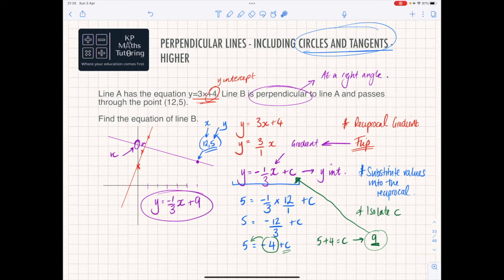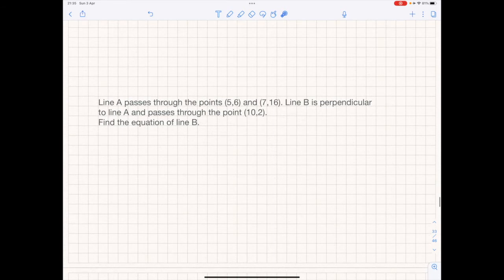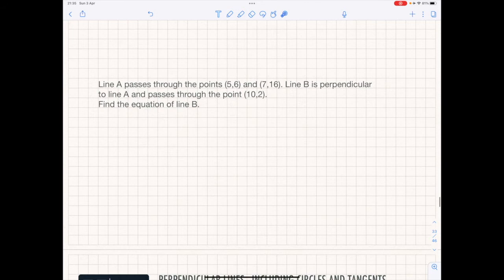and then chuck that c back into your original equation, put it all together. Okay, so looking at this example here now, a little bit harder because you've not been given the actual gradient. Okay, so you've not been given the gradient of line A now, but you've been given 2 coordinates. So you can have a go at this, you can pause the video and have a go first of all.